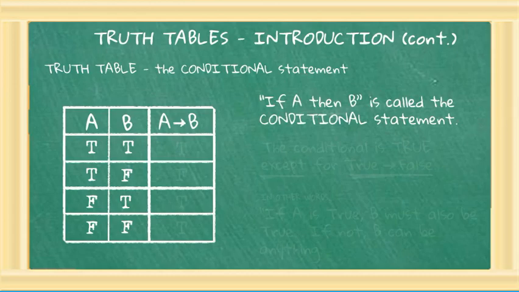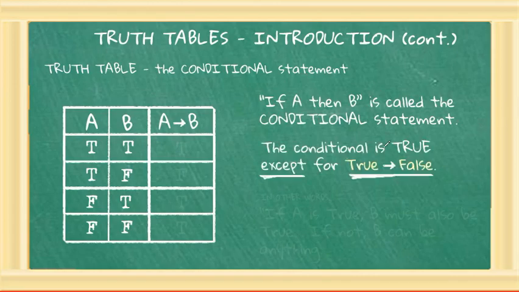It's called the conditional statement, and the condition is true except for when true points to false. If A was true, B lets us down by being false, we'll say. If A is true, B needs to be true. If it's false, that's when our condition fails. Anything else is going to end up being true, okay? So let's step through it again. Again, if A is true, B needs to be true, and it is, so we're good, and we got the true here.